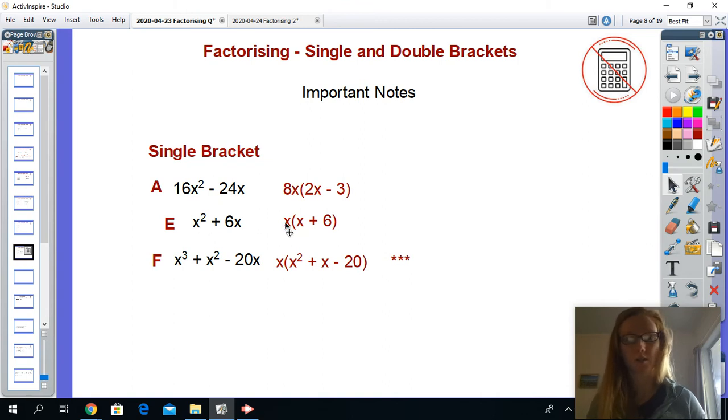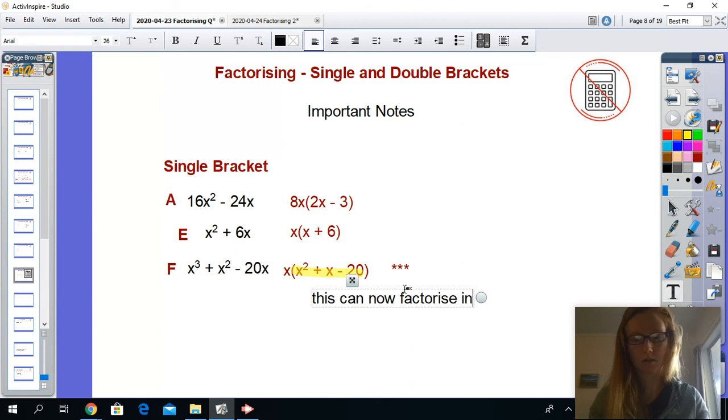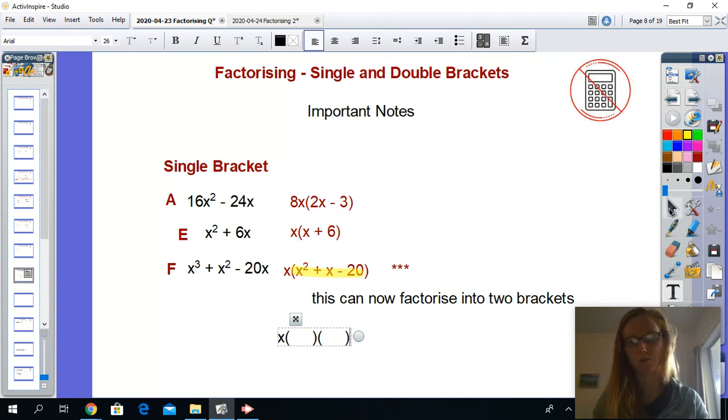Second one, highest common factor is just x. Third one, again, highest common factor is just x. But I want you to take notice of this third one. Look at what we then have in that bracket. In that bracket, we now have an x squared and a constant. So this can now factorize into 2 brackets. Okay, so what we would end up with here is we'd have x, and we would factorize that center part now into those 2 brackets.